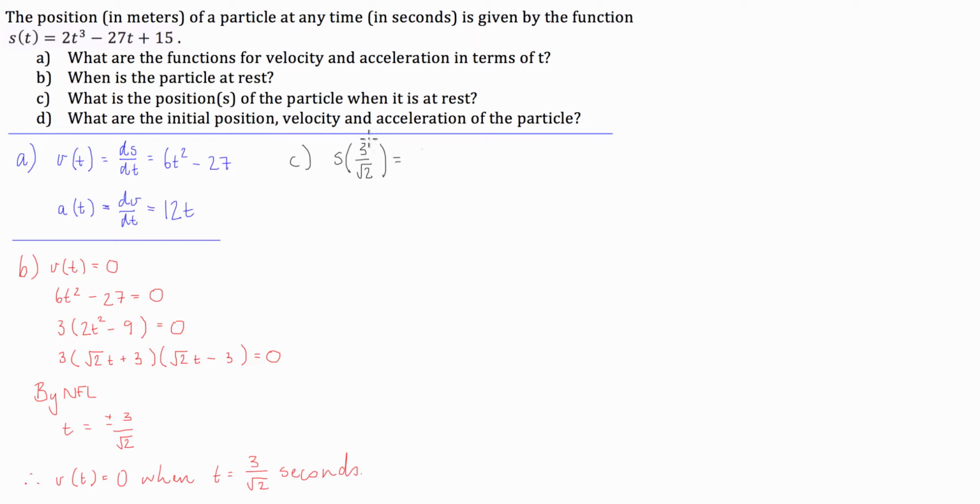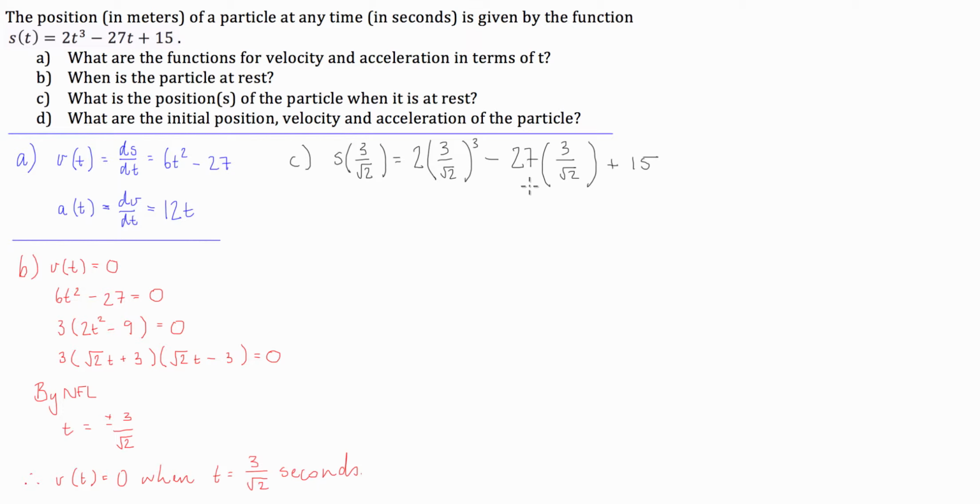So we just substitute 3 over square root 2 into our function, and we have 2 bracket 3 over square root 2 cubed minus 27 in brackets 3 over square root 2 plus 15.